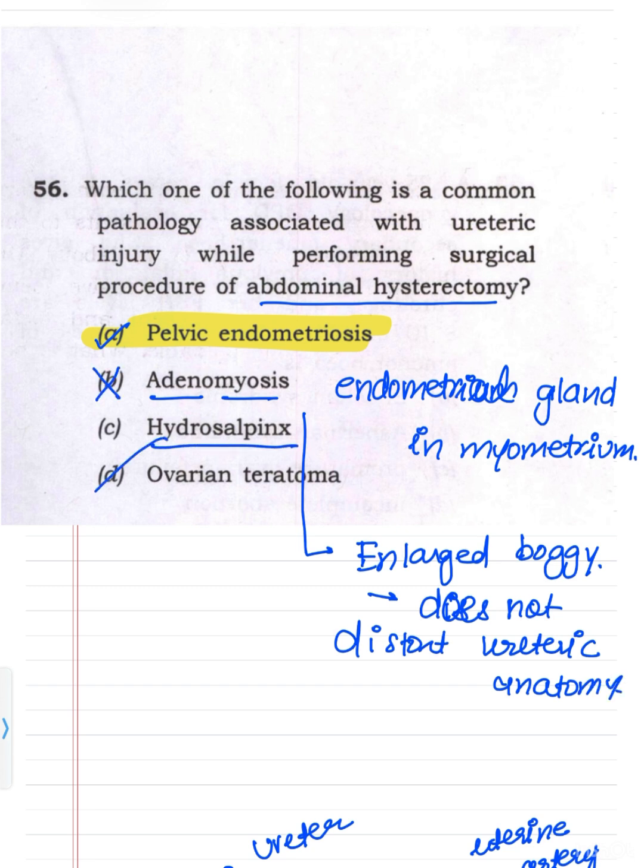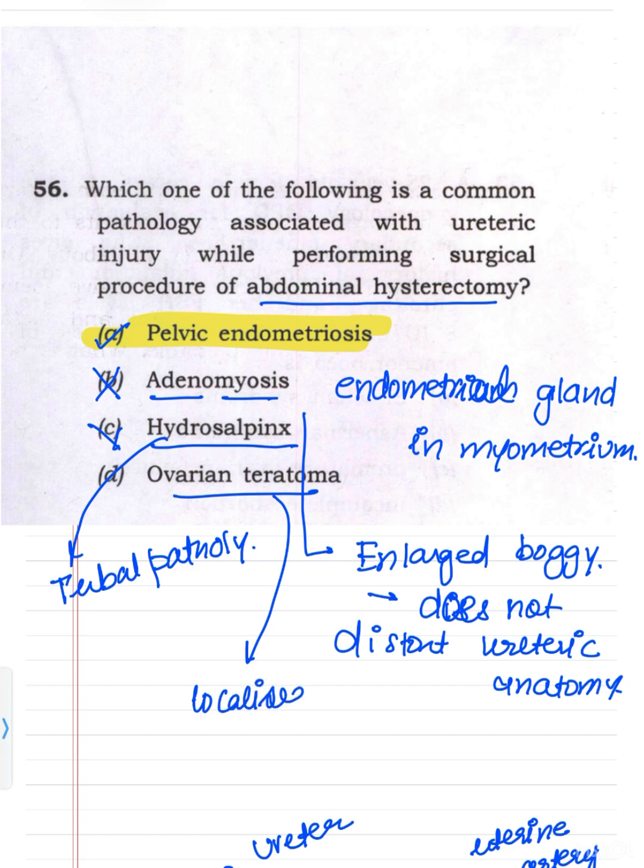Hydrosalpinx, it's a tubal pathology. So it is the problem of the fallopian tube, and it is not associated with ureteric injury. Then again, ovarian teratoma, it is usually localized. So it's a localized ovarian tumor, and it's not a classical cause of ureteric injury during hysterectomy.